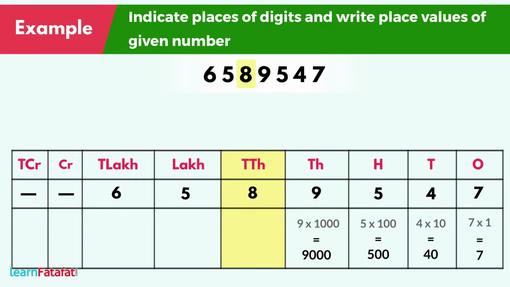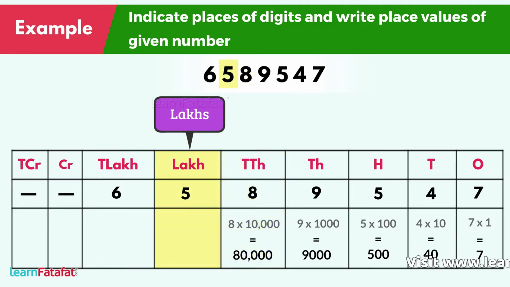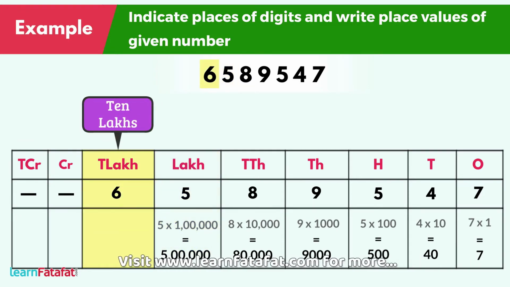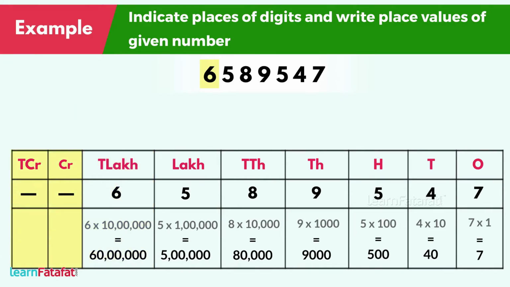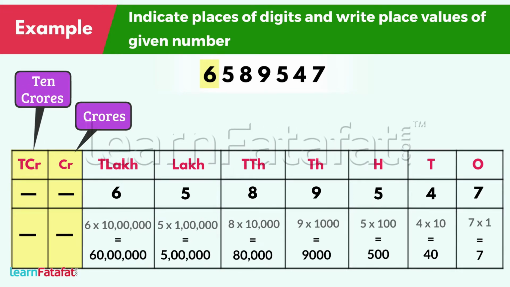8 is at 10,000s place, so place value is 80,000. 5 is at lakhs place, so place value is 5 lakhs. 6 is at 10 lakhs place, so place value is 60 lakhs. Other places are crores place and 10 crores place. Since there are no digits, so these are kept unfilled.